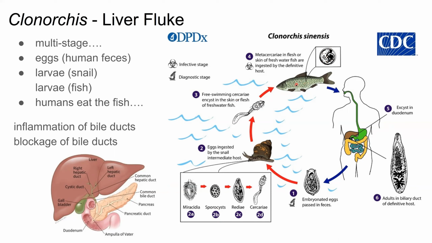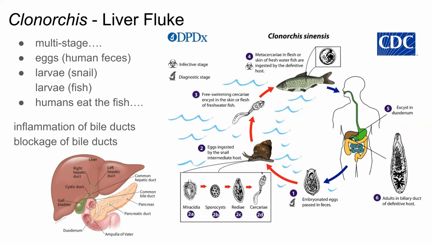And then the human, which is the definitive host, will eat the fish. If the fish isn't fully cooked, then the metacercariae that have encysted in the fish will get into your digestive system. They will excyst in the duodenum, part of your digestive system. And the adults will migrate into the biliary duct of the host, which is you.